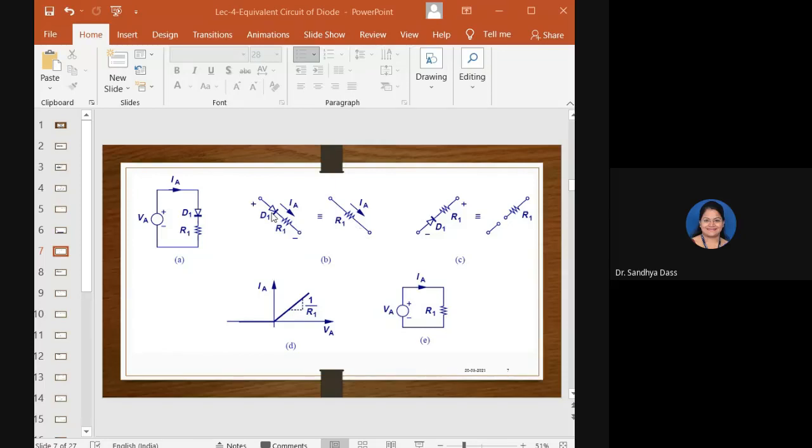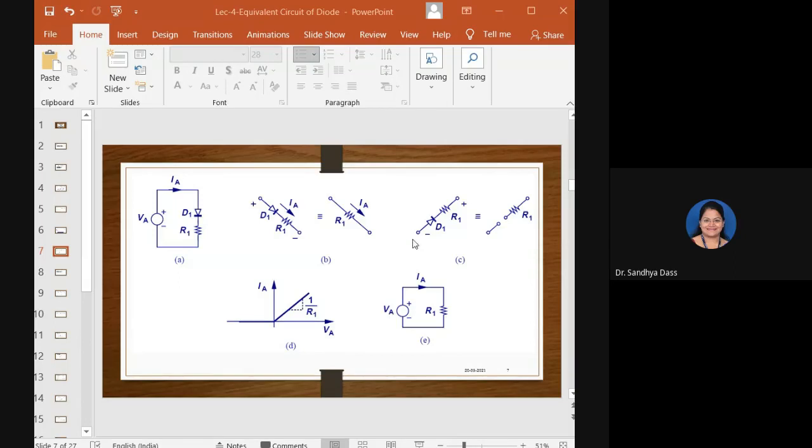So the diode, when it is conducting, you can imagine it as a closed switch condition, or you can also take it as a short circuit here. When it is conducting, full current will be flowing through the diode. So the equivalent circuit can be taken as the resistance here, as shown here.